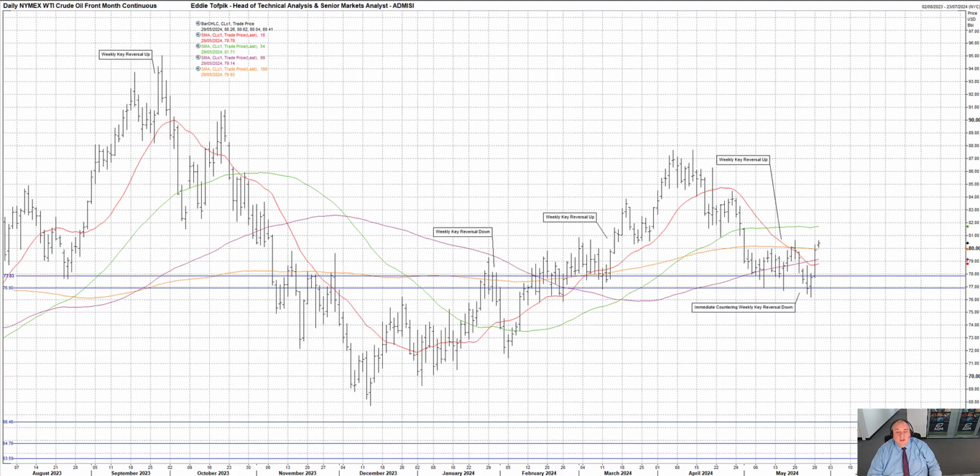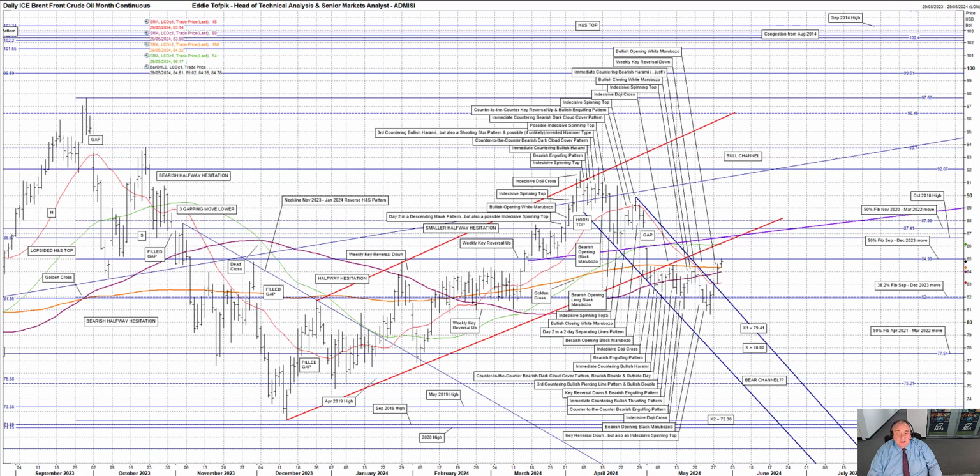The second grouping is in commodities, and specifically in crude oil futures. Here we had a weekly key reversal down in NYMEX WTI crude oil futures. In this case, an immediate countering weekly key reversal down. And in Brent crude oil futures, we also saw a weekly key reversal down, though here it was the straightforward singular weekly pattern. Now, I should point out that there were no other weekly patterns in any of the products, not in the US or in Europe.